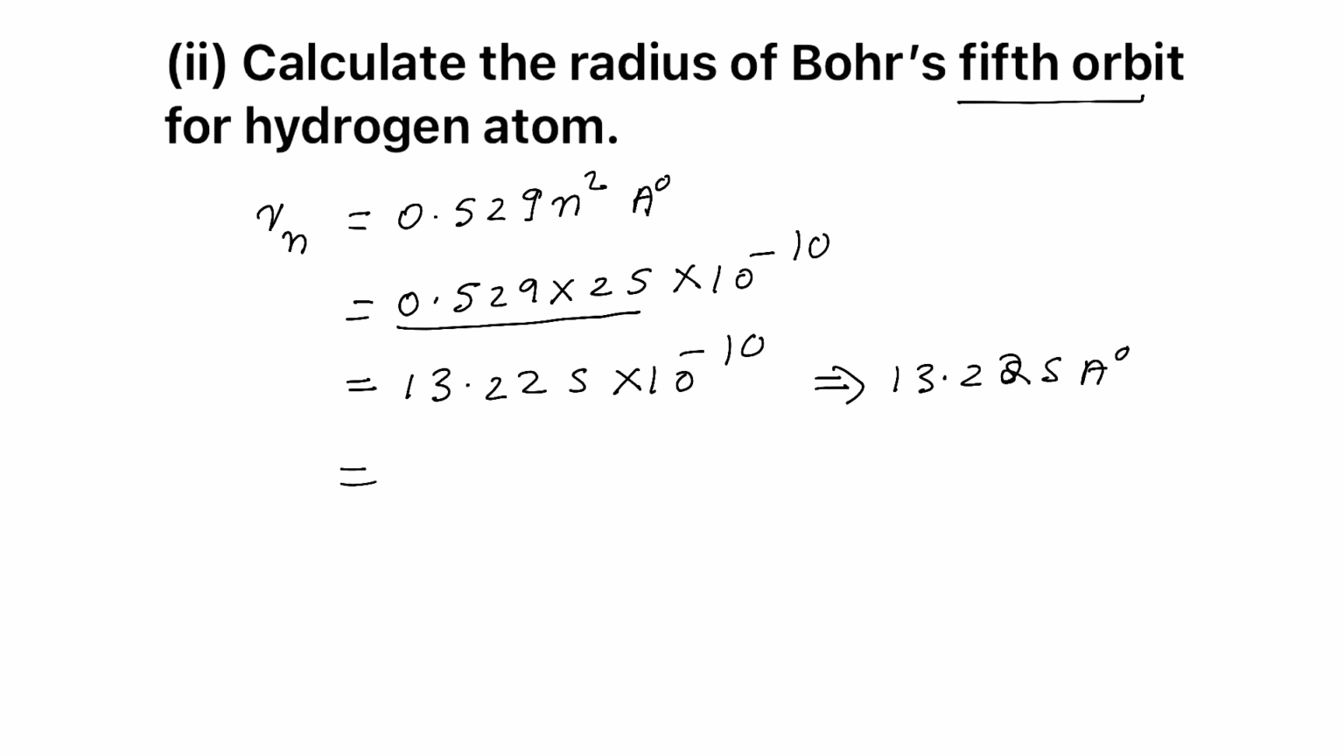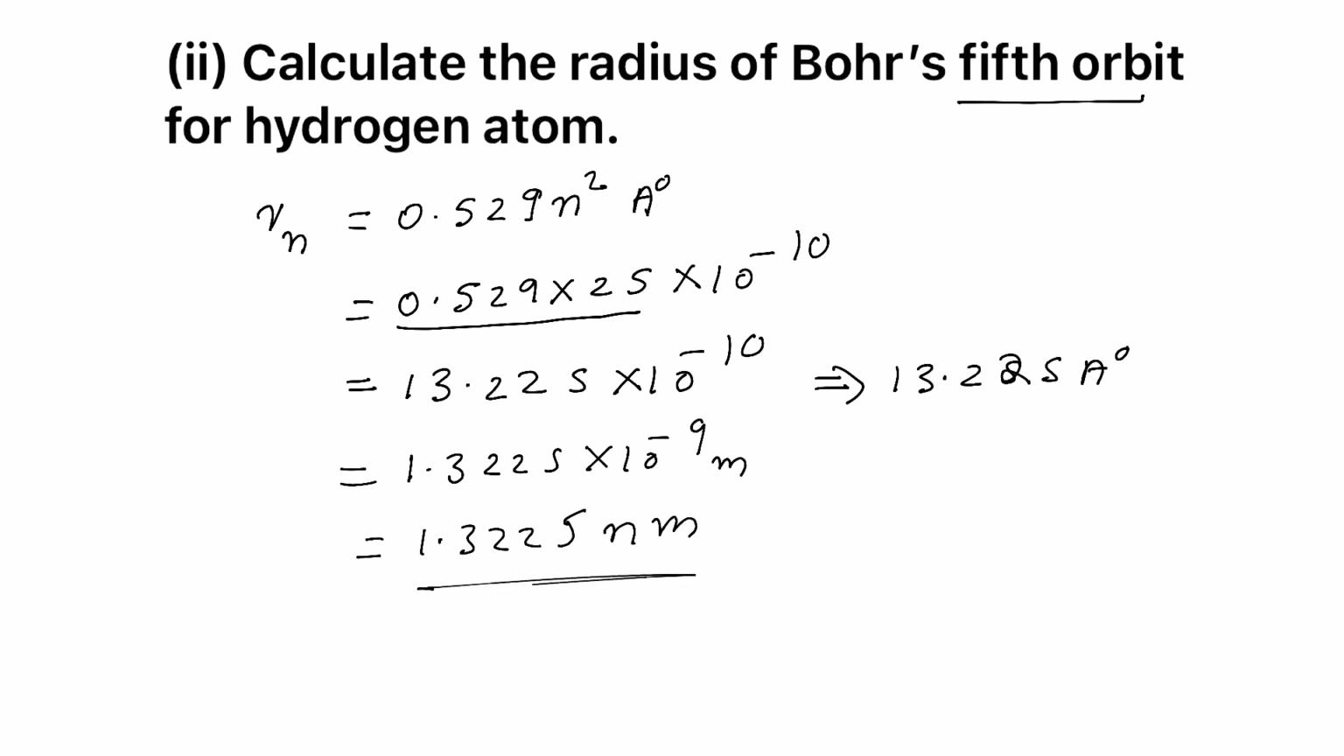What is standard form? Decimal point after the first non-zero number. 1.3225 into 10 raised to minus 9. So what is that? 1.3225 10 raised to minus 9 means what? 10 raised to minus 9 meter is nanometer. Clear, right? Nanometer. Okay, I forgot to say Armstrong is 10 raised to minus 10 meter. Okay, meter. Okay, that's it.